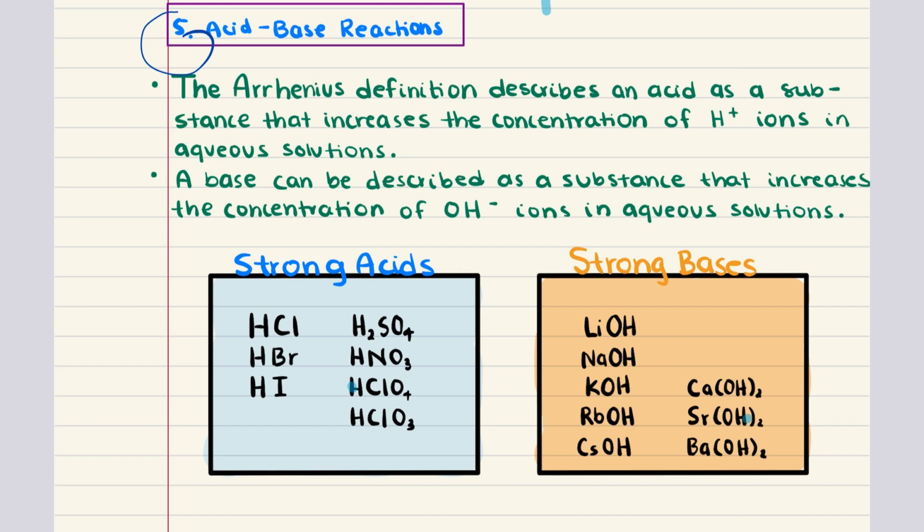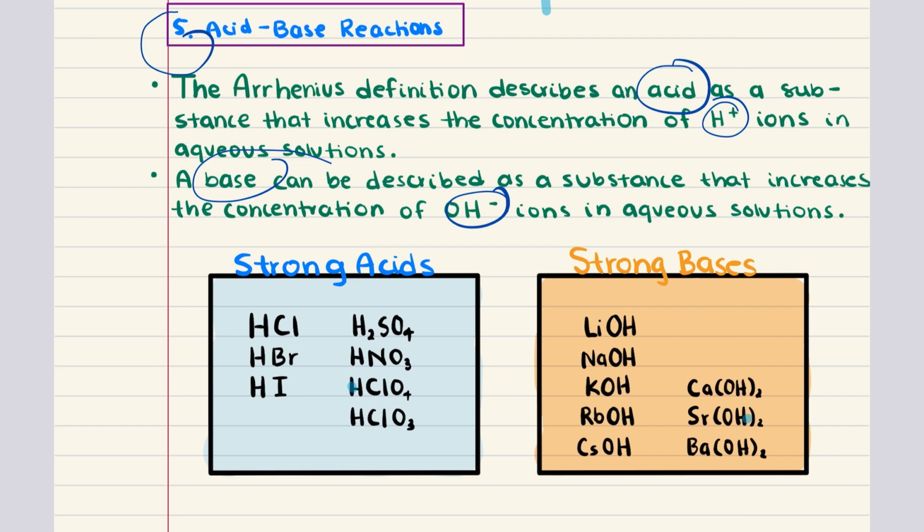The Arrhenius definition describes an acid as a substance that increases the concentration of H+ or hydrogen ions in aqueous solution. An Arrhenius base can be described as a substance that increases the concentration of hydroxide or OH- ions in aqueous solutions.